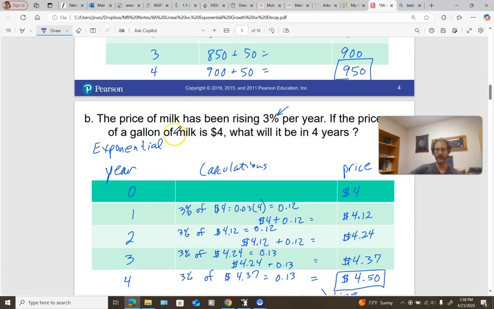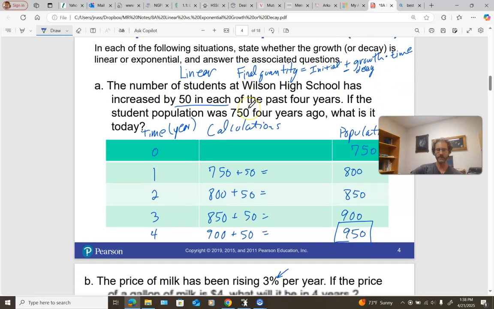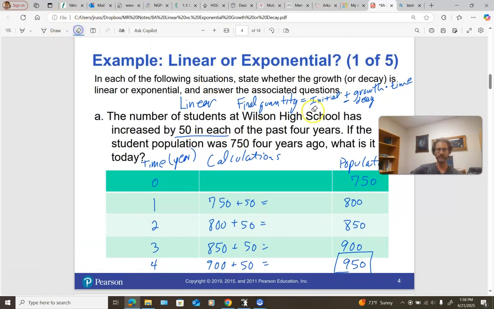I should have done that for the last one as well. Let me rewrite this formula here for the linear. Final is equal to the initial, plus or minus. I'm going to write growth slash decay like I did in the last one. Growth slash decay rate times time.